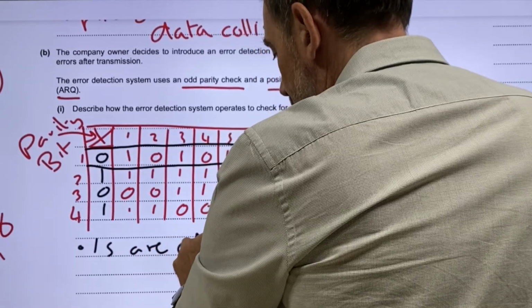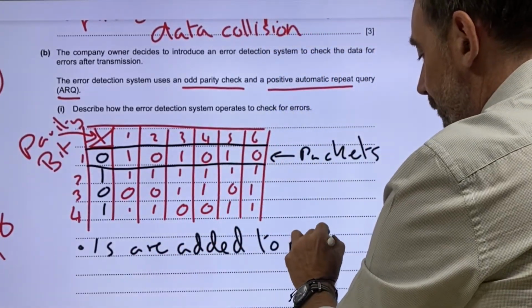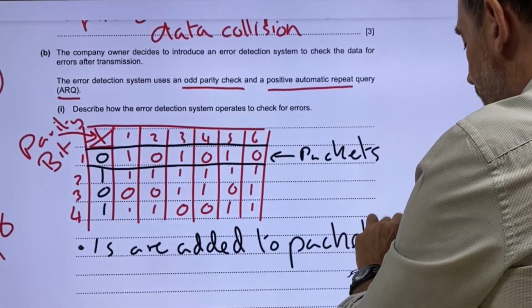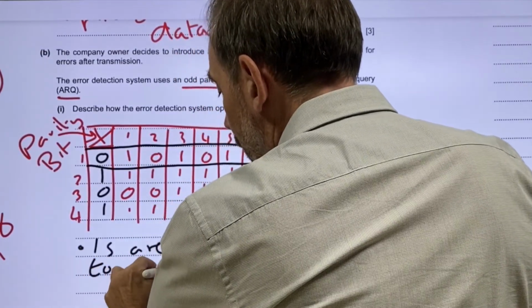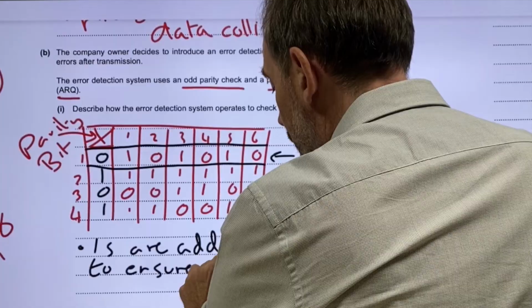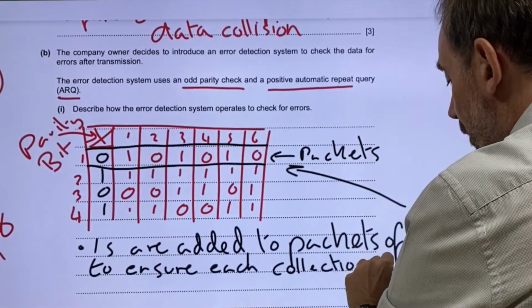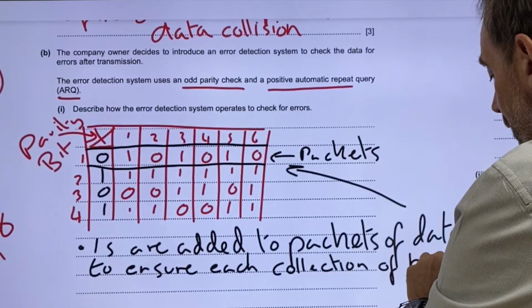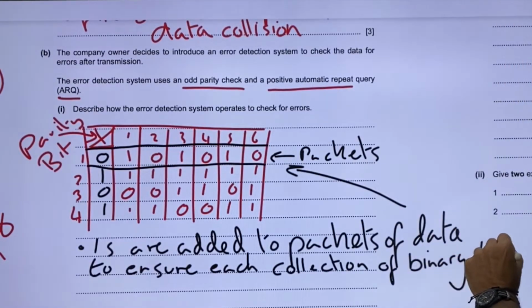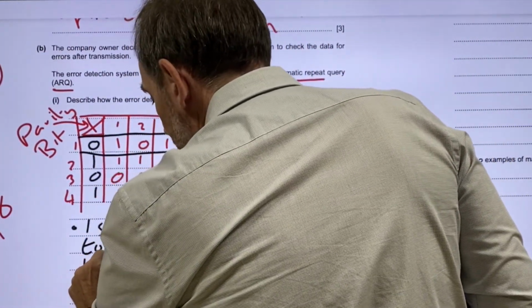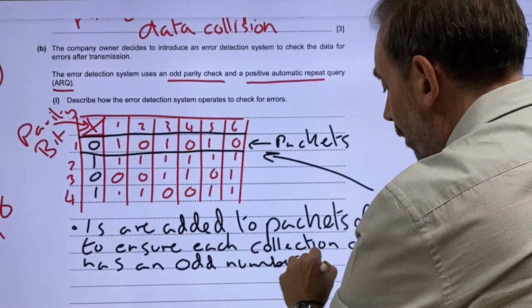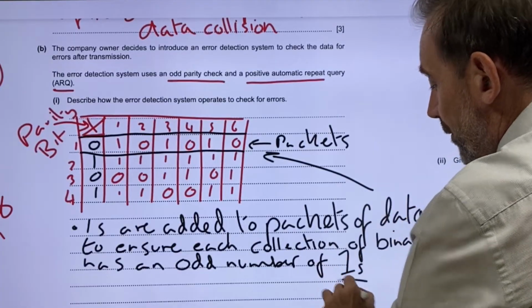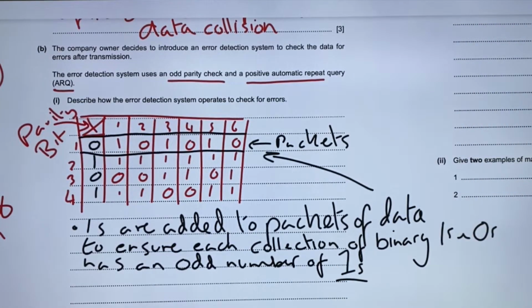1s added to packets of data to ensure each collection of binary 1s and 0s has an odd number of 1s. Okay, so that would be the first bit.